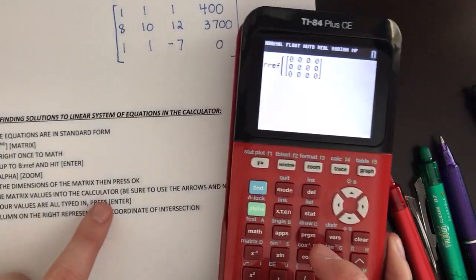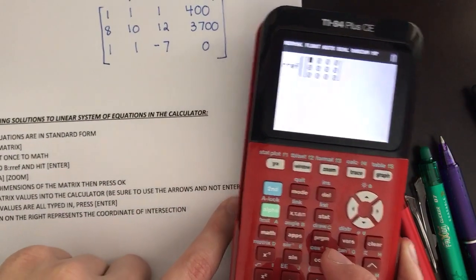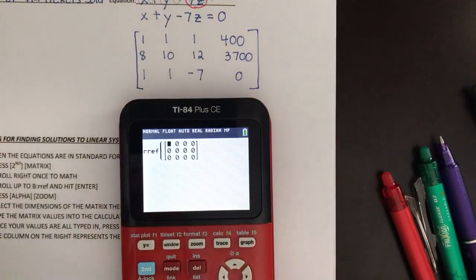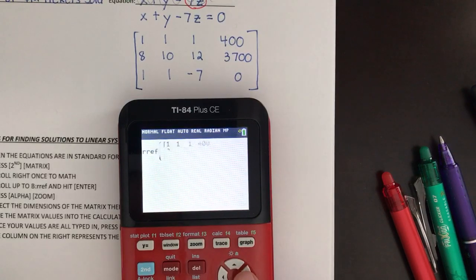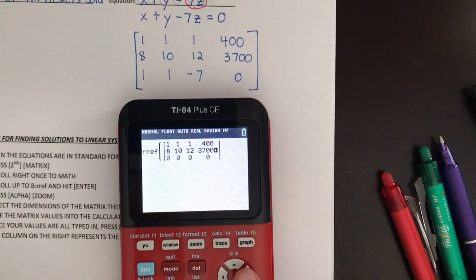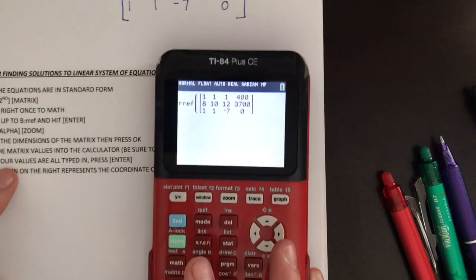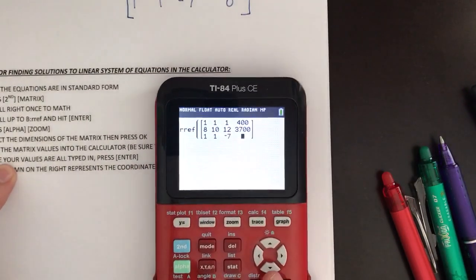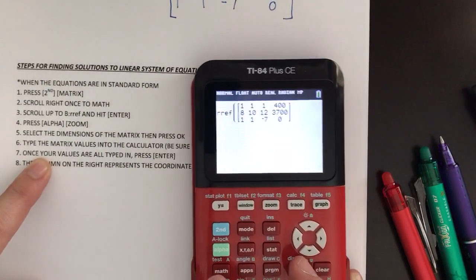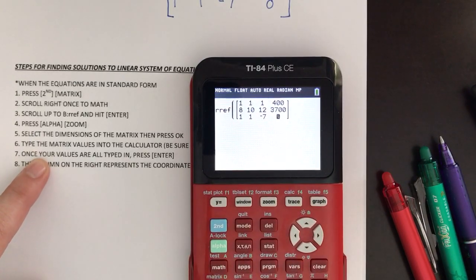Type the matrix values into the calculator. Be sure to use the arrows and not enter. So I'm going to type the matrix values 1, 1, 1, 400, 8, 10, 12, 3,700. Oops, not 37,000. I hit delete then. And then 1, 1, negative 7, 0. Okay. Type them in, be sure arrows not enter. Once your values are all typed in, press enter.